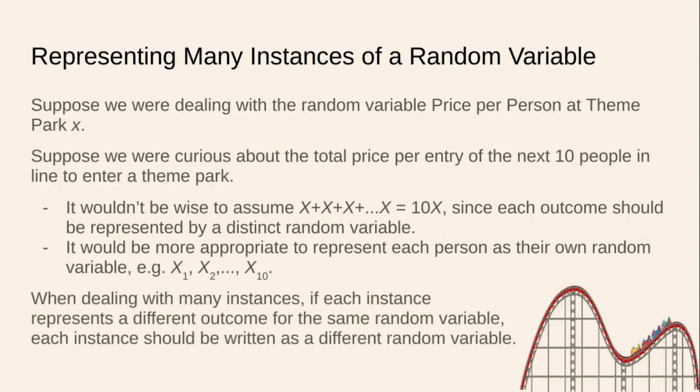So dealing with many instances, if each instance represents a different outcome for the same random variable, each instance should be written as a different random variable. So if we're analyzing the same random variable 10 times over, we don't just say 10 times x. That would be taking one person and multiplying their result by 10. Now, these are 10 different people. These are 10 different independent events. Even though the random variable is going to follow the same rule each time, we should regard them differently. As we've seen in prior problems, differences in representation do lead to vastly different results, especially when it comes to variation.